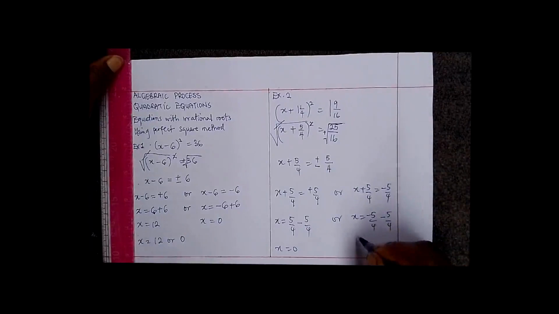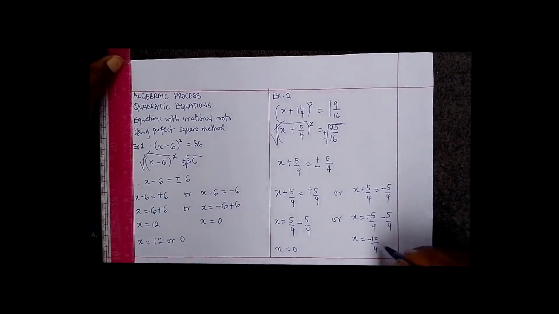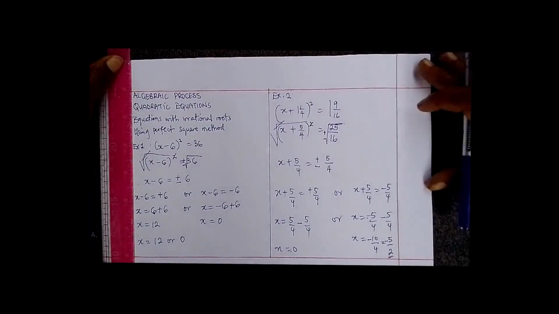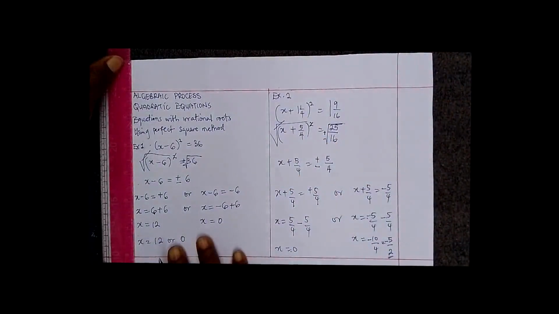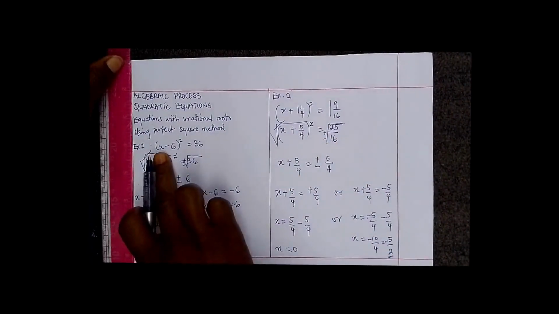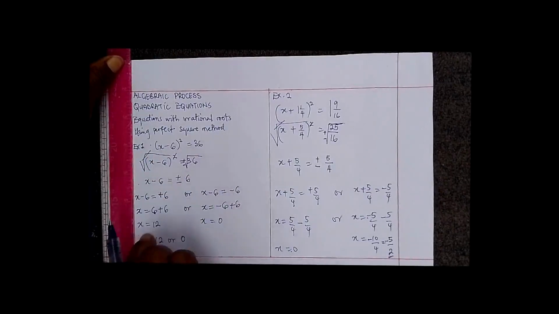When this one moves over, it becomes minus. So we have x = -10/4. Reduce the fraction, becomes -5/2. Remember your negative sign. So it then means that the two values of x here is 0 and -5/2. Okay, this is the way we make use of a perfect square method to solve quadratic equations. And whenever you look at your equation and it comes in this form, you make use of your perfect square.